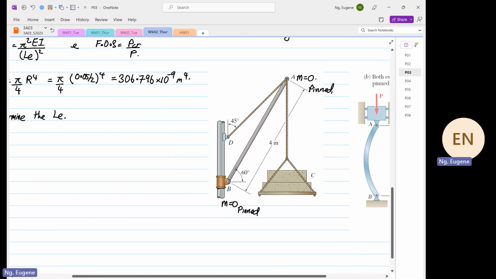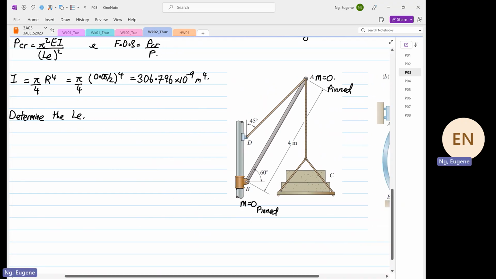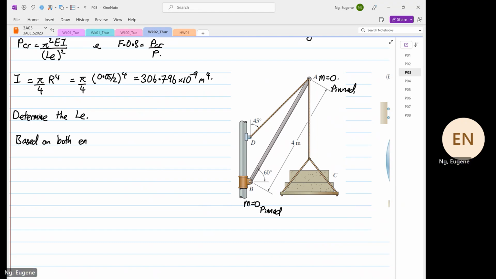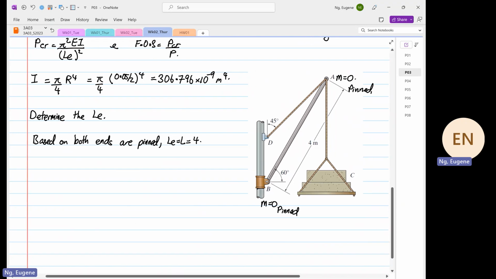Okay, so we know that LE, based on both ends being pinned, LE is equal to L, so the length is equal to 4. The length is equal to 4. Okay. So now with this information that we know, we can calculate our critical load.